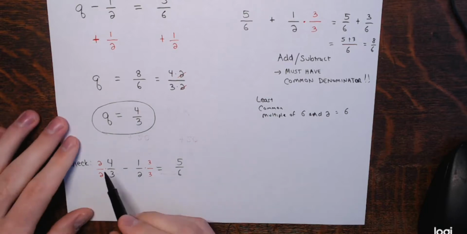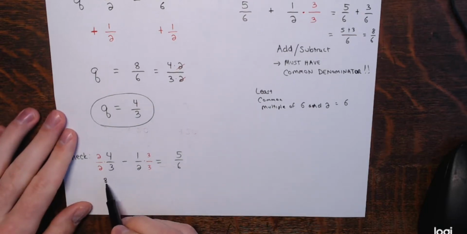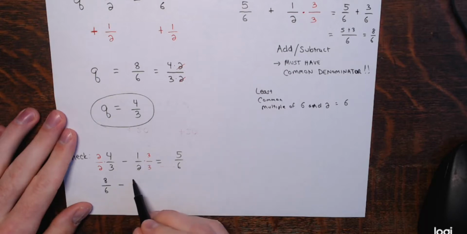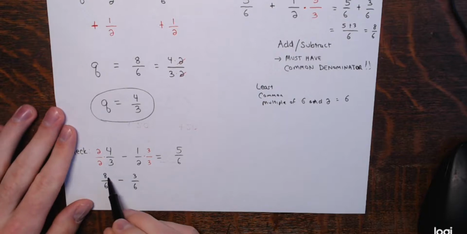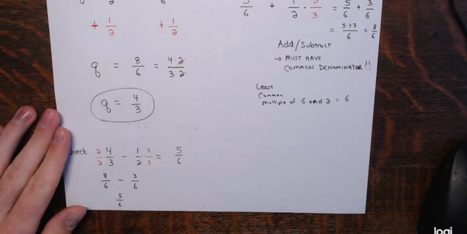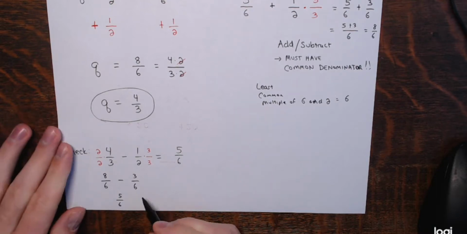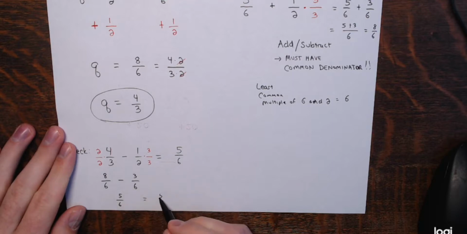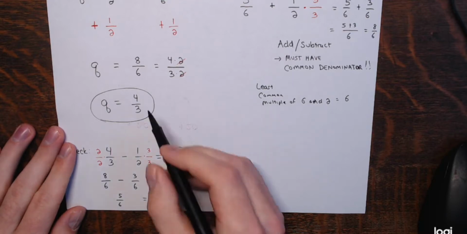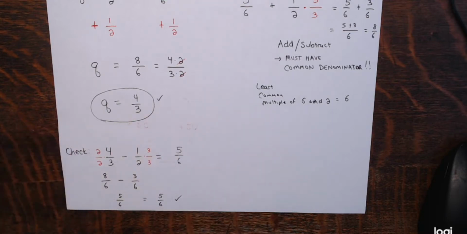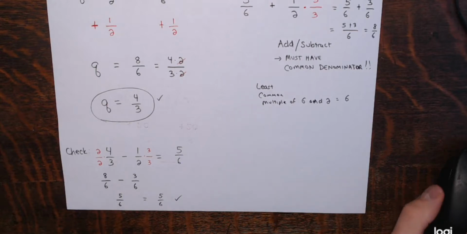So this becomes 8/6 minus 3/6, which is going to be 8 minus 3, which is 5/6. Again, that common denominator stays the way it is when you're adding and subtracting. So I do have 5/6 on the left, 5/6 on the right. This works. The value of 4/3 is the solution to this equation. Makes it true.